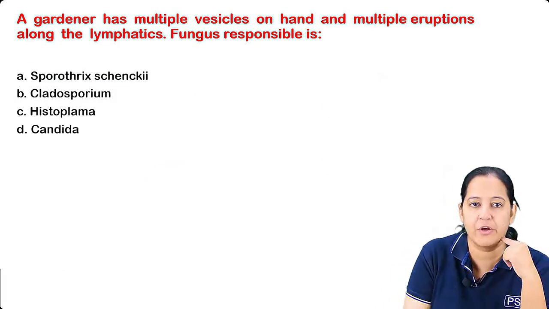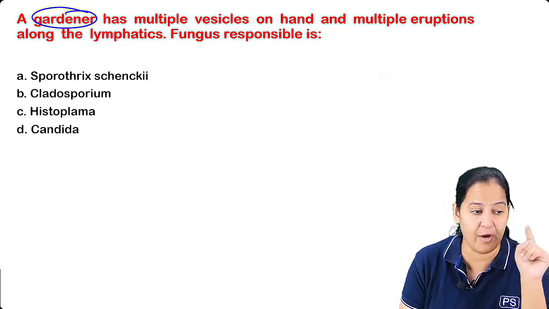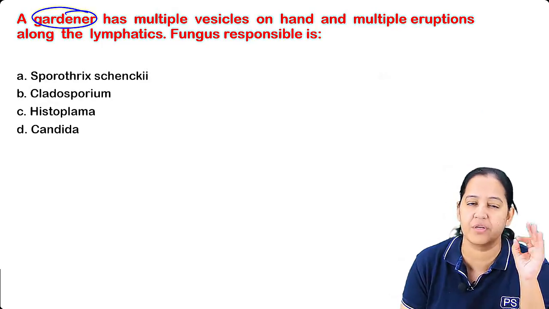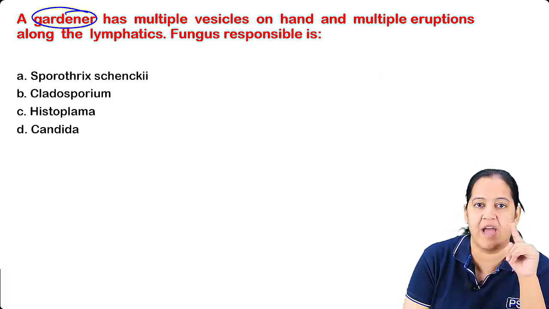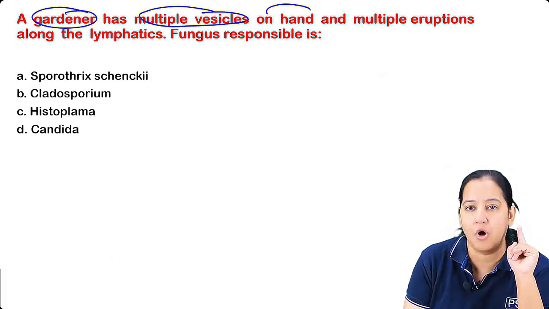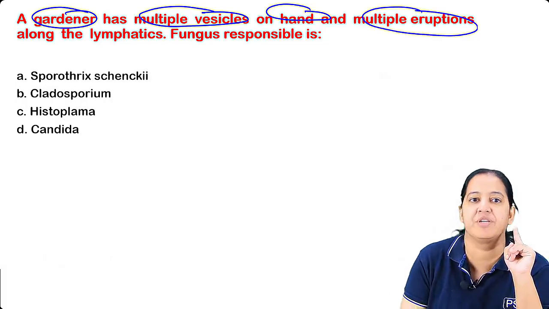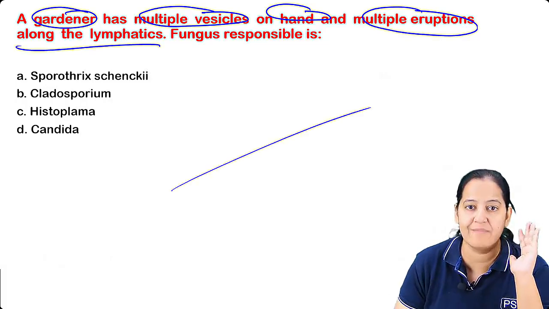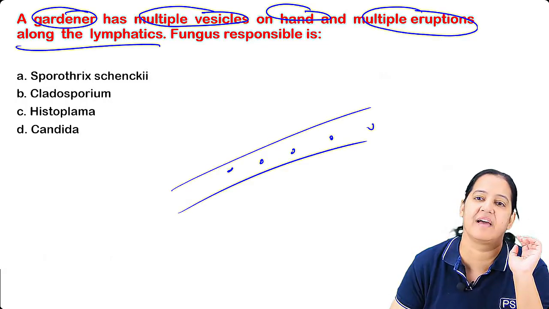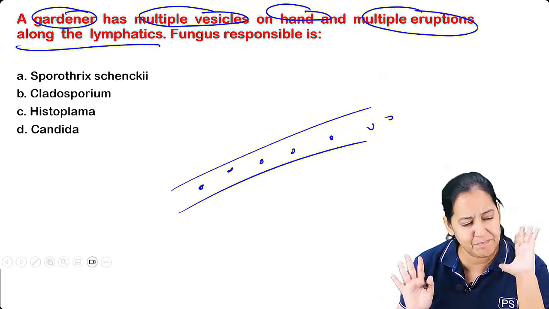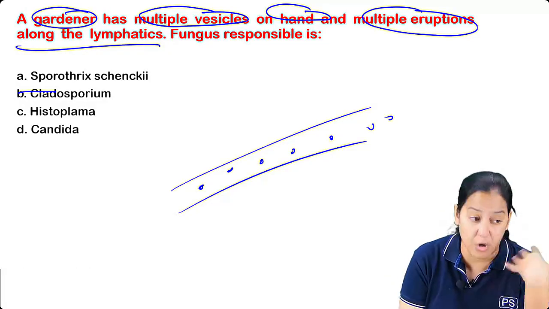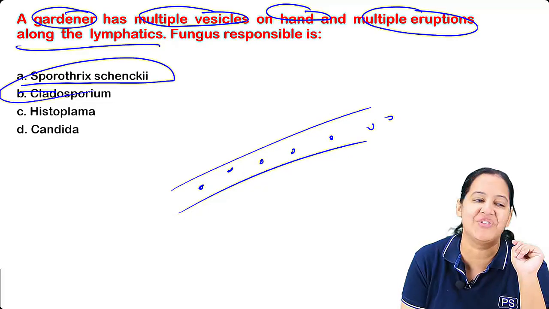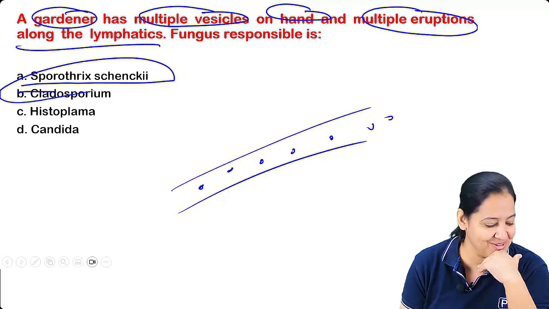Read the theory question. There is a gardener. First clue: gardener. Whenever a gardener comes in the question, my mind thinks about the thorn prick. So there can be a fungus entering from the thorn prick, with multiple vesicles on the hand and multiple eruptions along the lymphatic. Along the lymphatic, multiple ulcers, multiple vesicles, multiple eruptions. So it's a typical presentation of sporotrichosis. The causative agent is Sporothrix schenckii. So here also the correct answer is it.